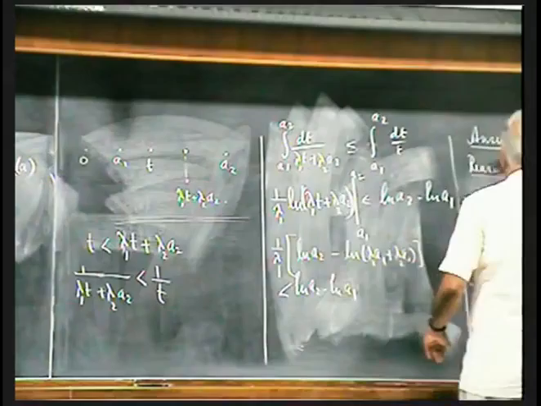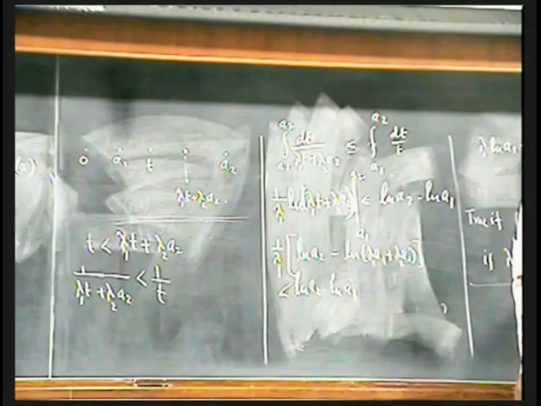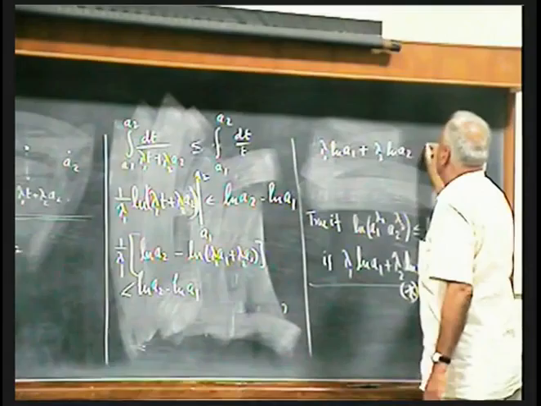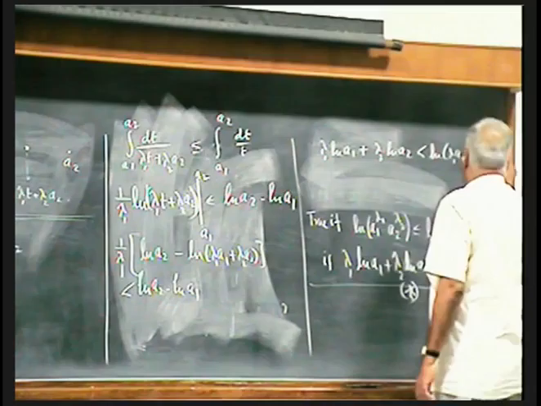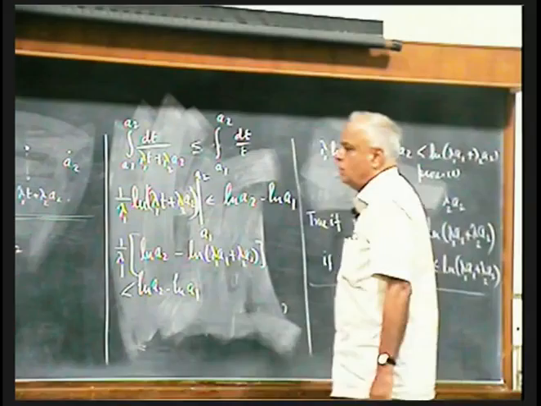You get lambda 1 log a1 plus 1 minus lambda 1, which is lambda 2, log a2 is less than log of lambda 1 a1 plus lambda 2 a2. And that proves this stuff. So, that is our next inequality.